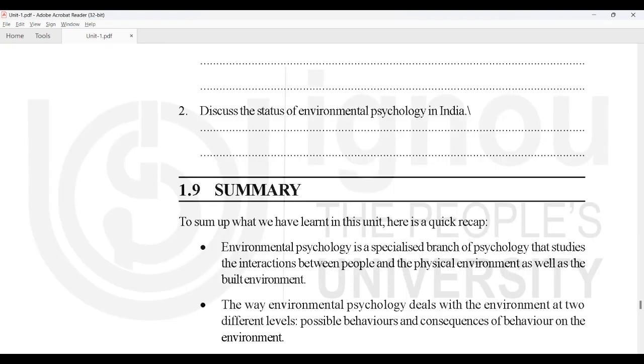1.9 Summary. To sum up what we have learned in this unit, here is a quick recap. Environmental psychology is a specialized branch of psychology that studies the interactions between people and the physical environment as well as the built environment. Environmental psychology deals with the environment at 2 different levels: possible behaviors and consequences of behavior on the environment.